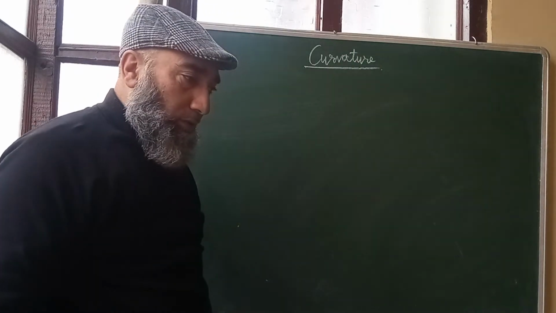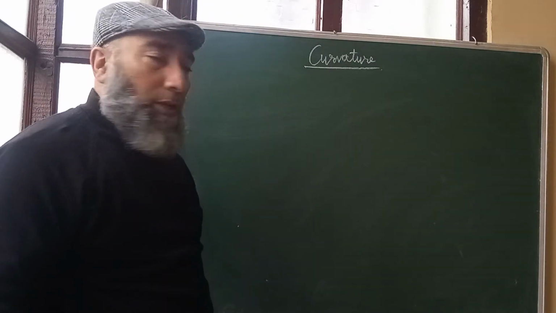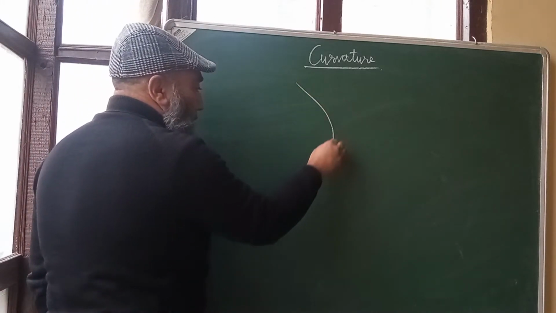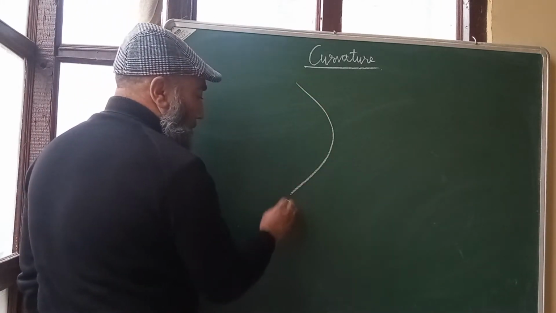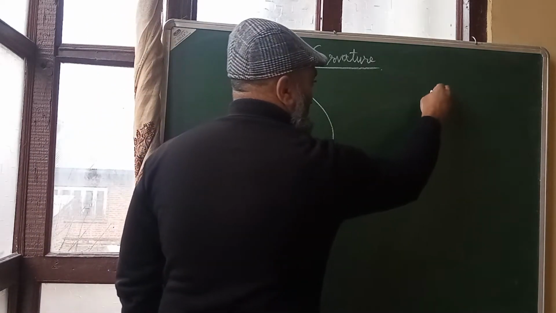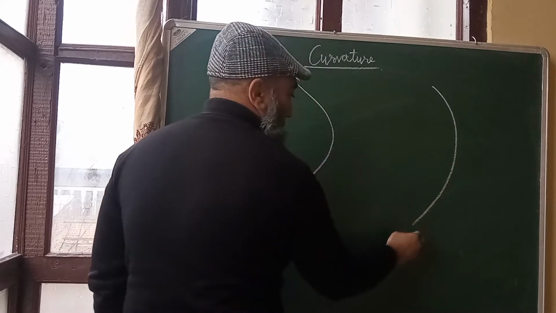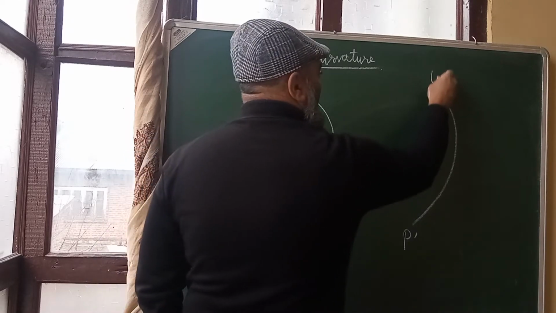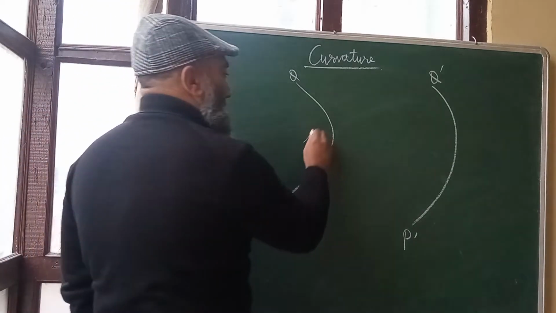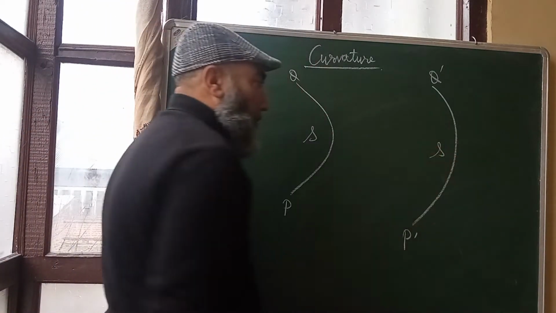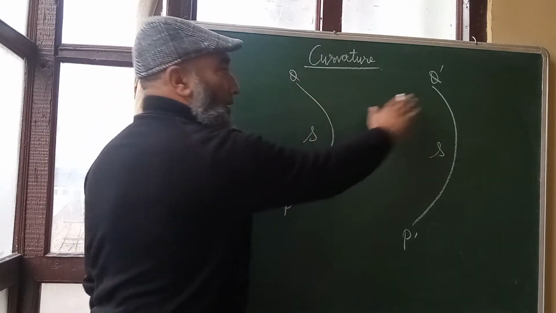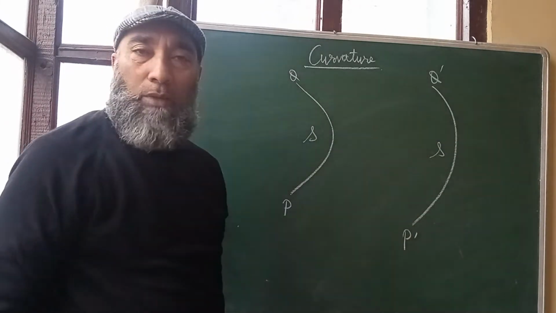To explain the curvature of a curve, let me consider two curves. Let there be two arcs, PQ and P dash Q dash, of the same arc length, say S. The arc length is the same. The length of the arc is S, and the other is also of the same length S.